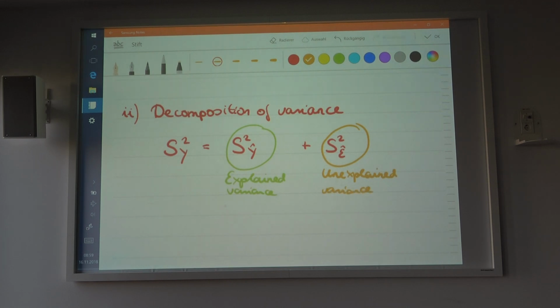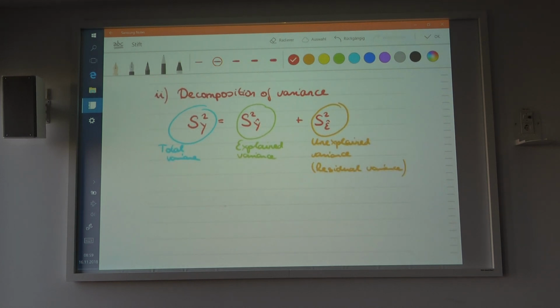Or you call this the residual variance, meaning that this is the sample variance of the residuals. And what you see here on the left hand side is the total variance. So the total variance can be decomposed into the explained variance, which is the variance of the explained part, plus the unexplained part.